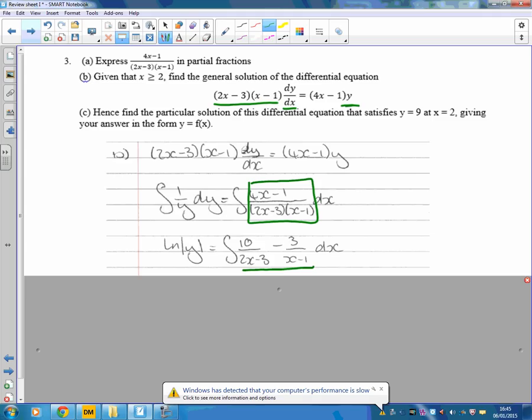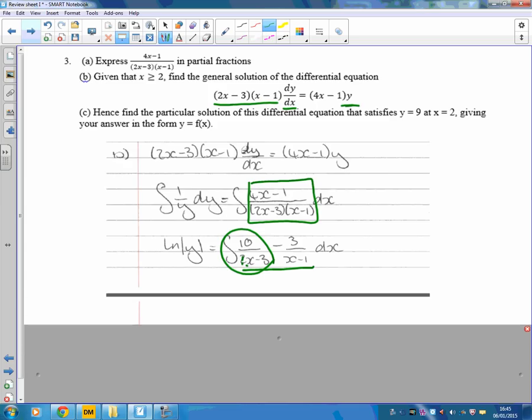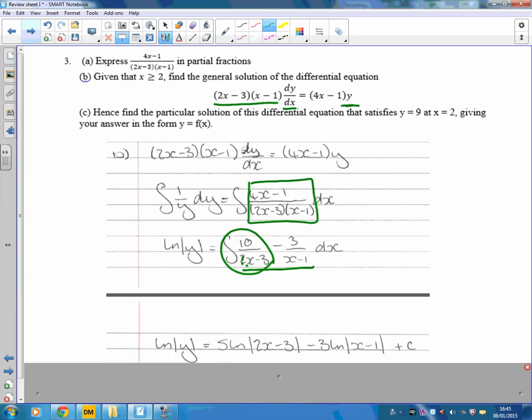This is going to be a ln integral. I've got a fraction and I'm looking for the top to be the differential of the bottom. So if I differentiate the bottom, I get 2. The top's 10, so it's 5 times too big. So if I have a look at that, that gives me 5 ln 2x minus 3.